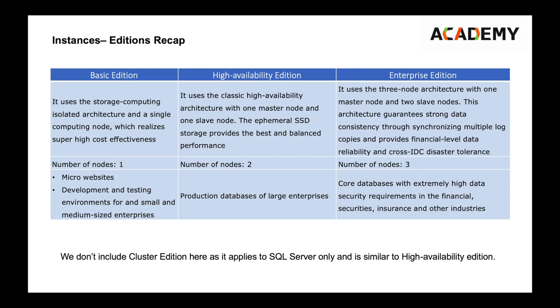So just to recap on the editions here, Basic Edition has a single node. This is a good choice for small websites or development and testing environments. High Availability Edition has 2 nodes. This is a good choice for production databases at medium or large scale enterprises. And then Enterprise Edition uses a 3-node architecture. This is what you want to use for core databases with extremely high data security requirements. So this would be something in financial securities, insurance, banking, etc. This is for scenarios where you really cannot tolerate a failure at all.